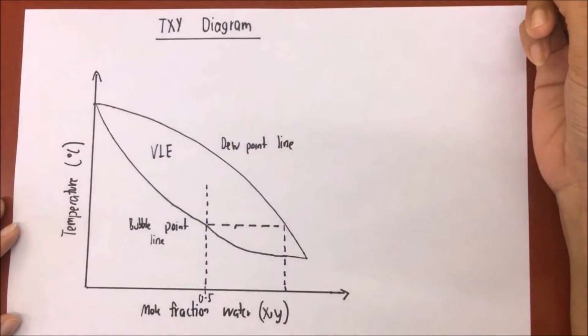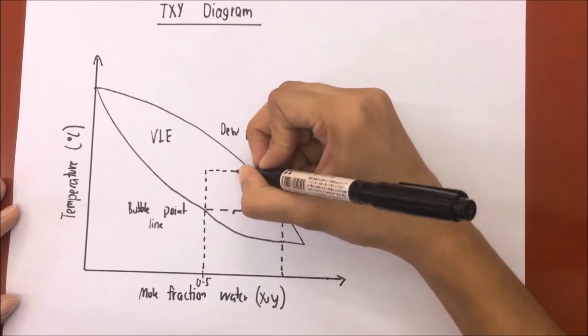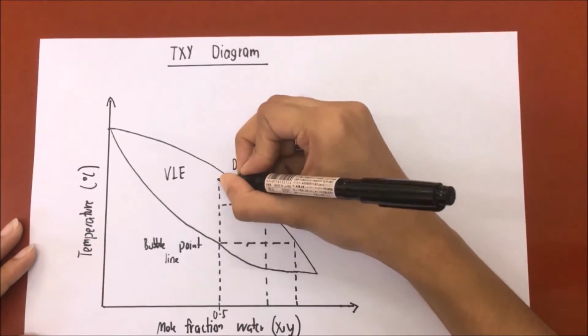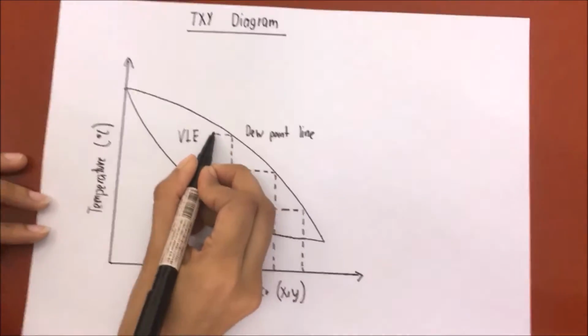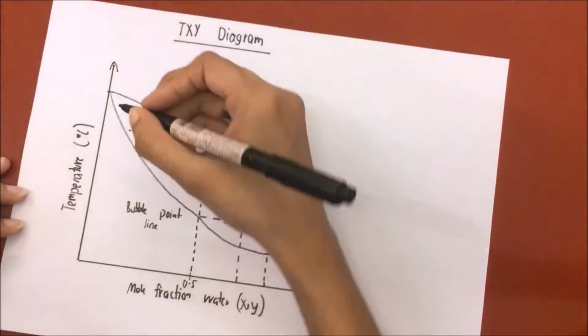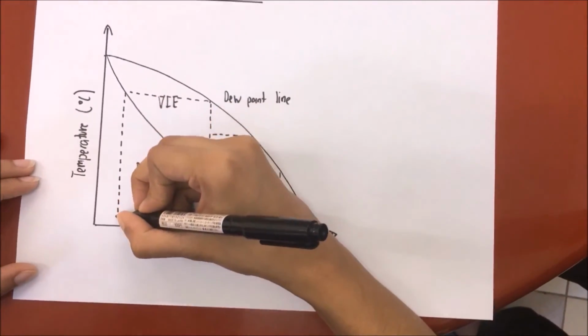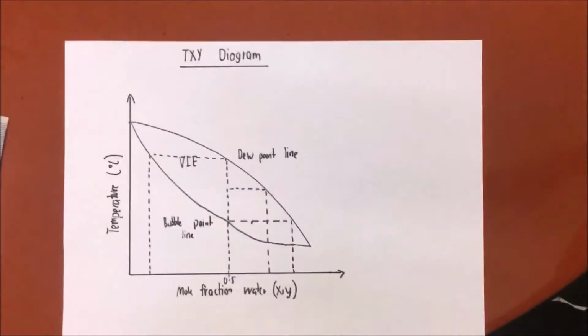As we increase the temperature, the composition of water in the vapor phase decreases. When we move up to the VLE part, which is also known as vapor-liquid equilibrium, the vapor will have a composition of 0.75. When we increase to the saturated vapor line, we have all vapor at its dew point. The composition of water at this point is 0.1.